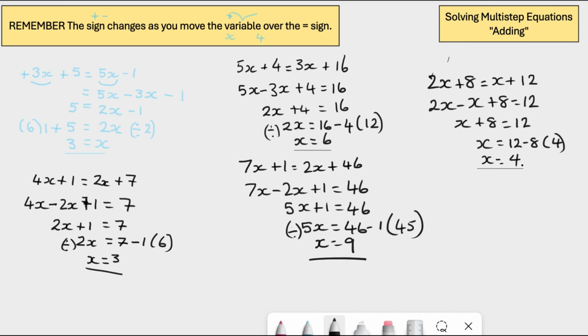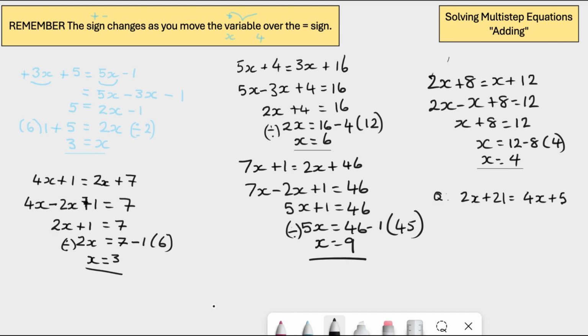Okay, I'm going to do something a little bit different. I'm actually going to do a question for you to do yourself. So the question is 2x plus 8. Well, no, it's not going to be that one because I've just done that one. Sorry. Let's check. Yeah, I've done that one. Okay, so we'll do 2x plus 21 equals 4x plus 5. That's the question.